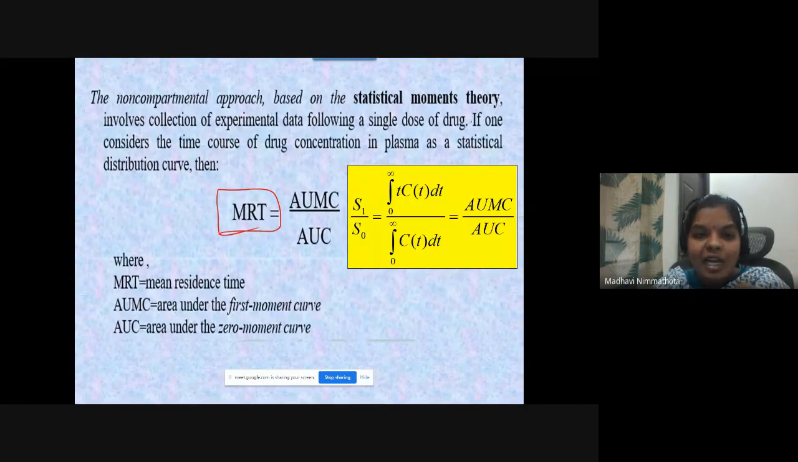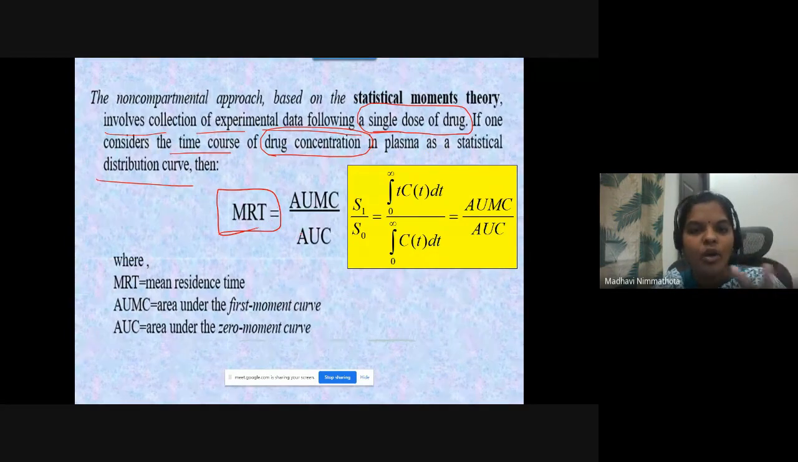This statistical moment theory involves the collection of experimental data following a single dose of the drug. If one considers the time course of the drug concentration in the plasma, and here the time course is the most important factor, as a statistical distribution curve, then you can analyze the mean residence time, which equals AUMC by AUC.